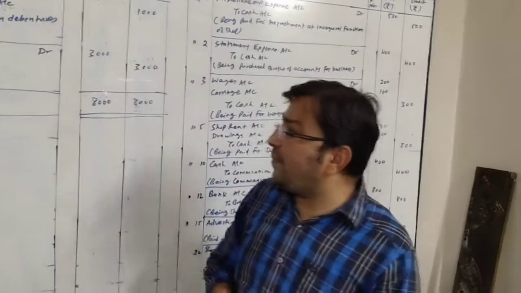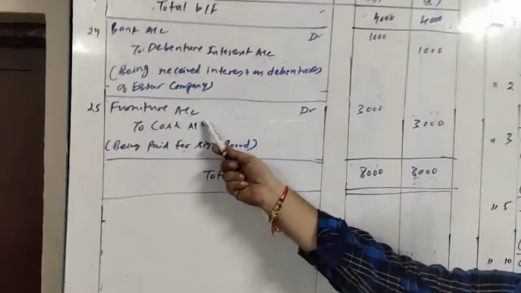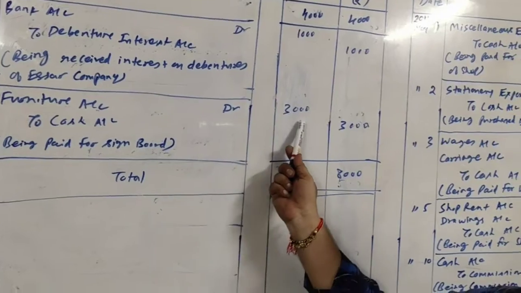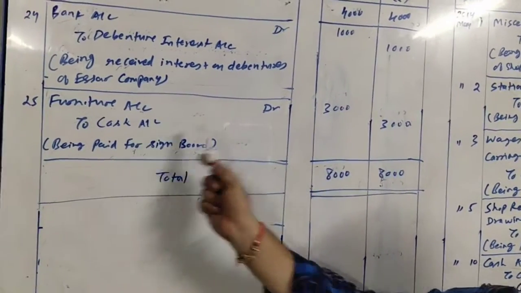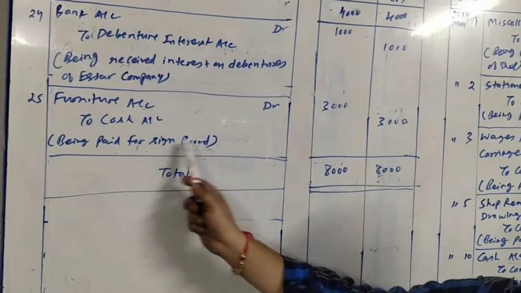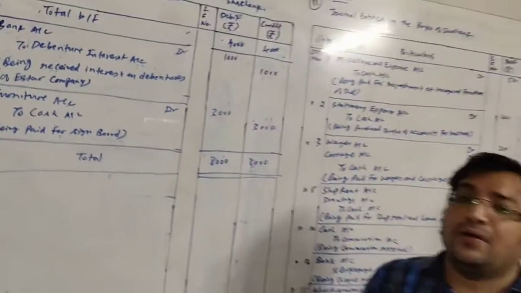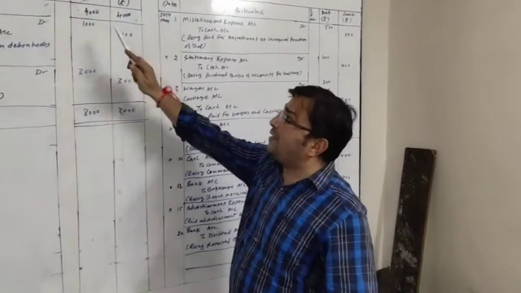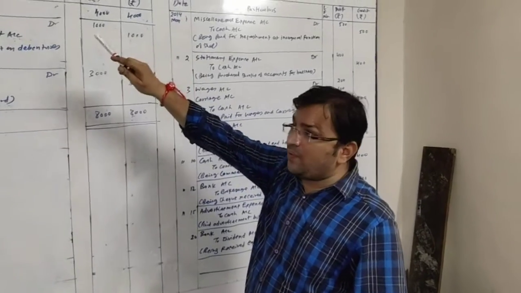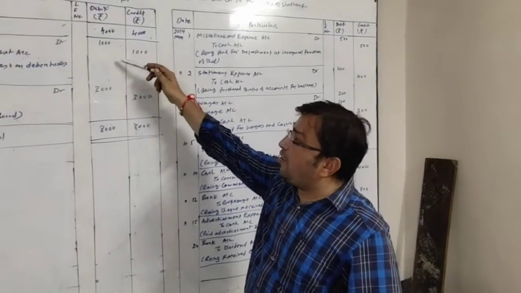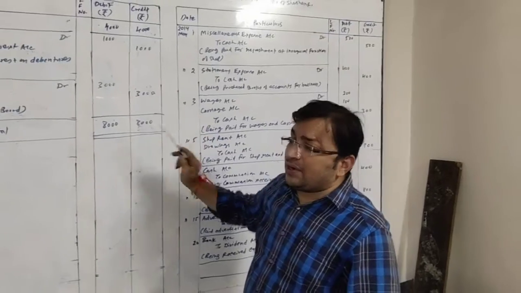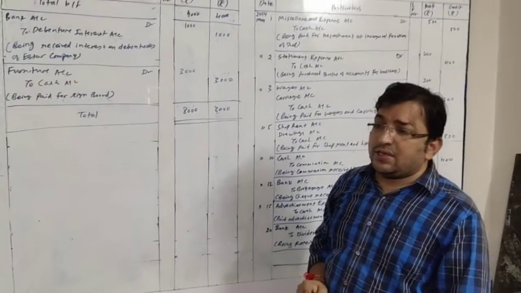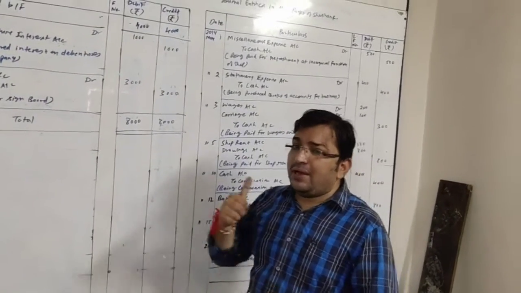Furniture account debit because sign board is purchased rupees 3,000 and cash is going out. So to cash account 3,000 being paid for sign board. So here our sum number 11 gets over. We will have to make total. Earlier the total was 4,000 which we brought forward from the previous page. Now by adding these two amounts, the total comes to 8,000. So this is all about sum number 11. Thank you.